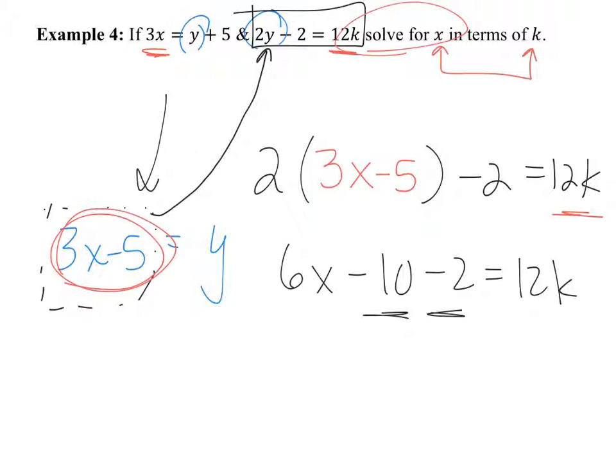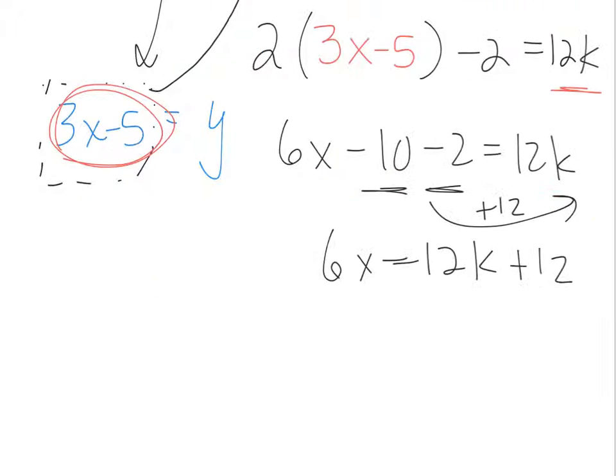I want to add it over. So how do I add over? I'm going to add a positive 12 over here to get rid of these 2. Add 12. Then the next line I can divide by 6. I can divide everything by 6 now.